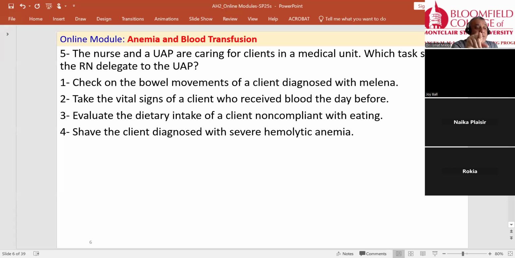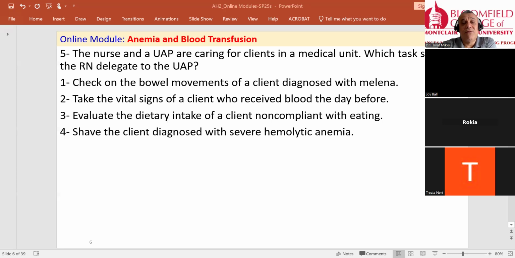So for the previous question, question number 4, what is loperamide? Loperamide is Imodium, the brand name. Is it for diarrhea? Right, it's an anti-diarrheal medication. But just to make sure you got that concept, iron causes constipation, right? So Imodium is contraindicated for this drug.